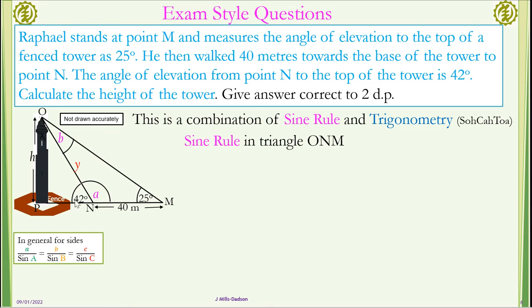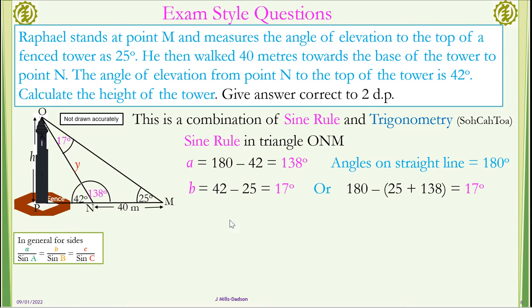42 and A are on a straight line. They add up to 180. So A will be 138. 138 and 25 together from 180 should give us B, or 25 from 42 should give us B. B is also 17 degrees. Now we have a side and an angle, a side and an angle, so we can use sine rule. Let's push this aside, separate it so we can see it clearly.